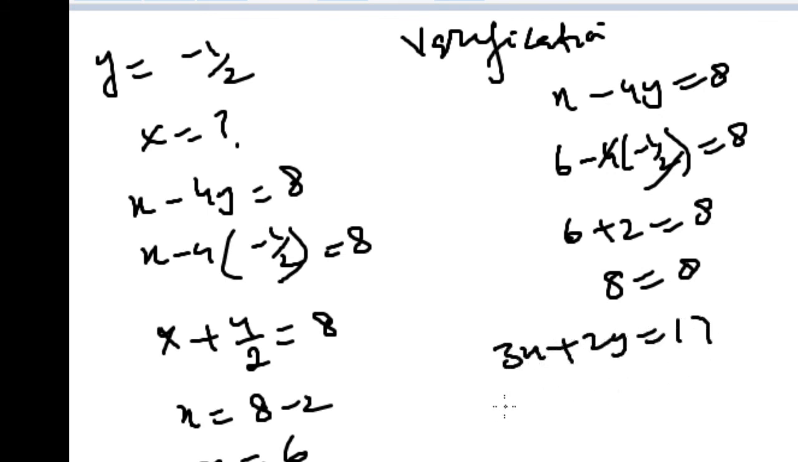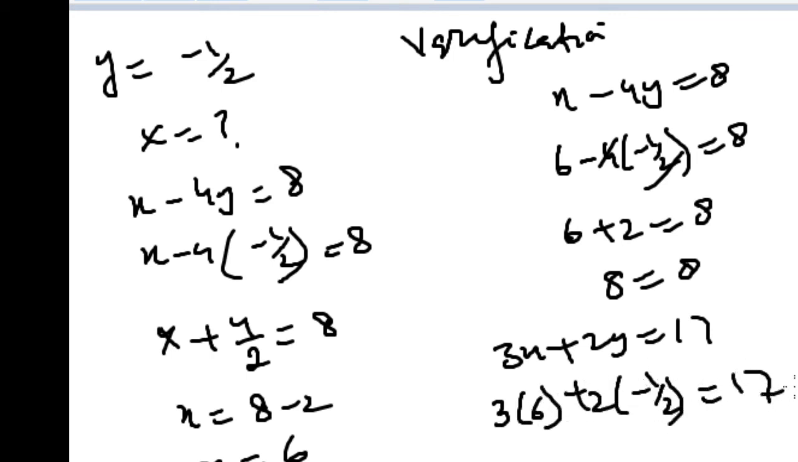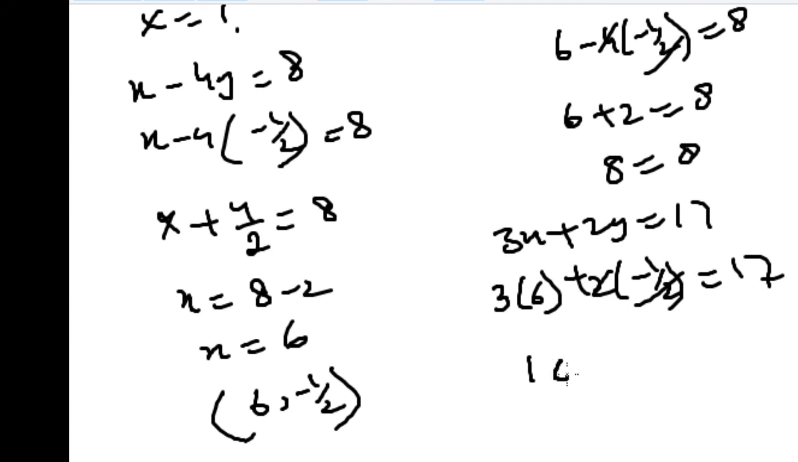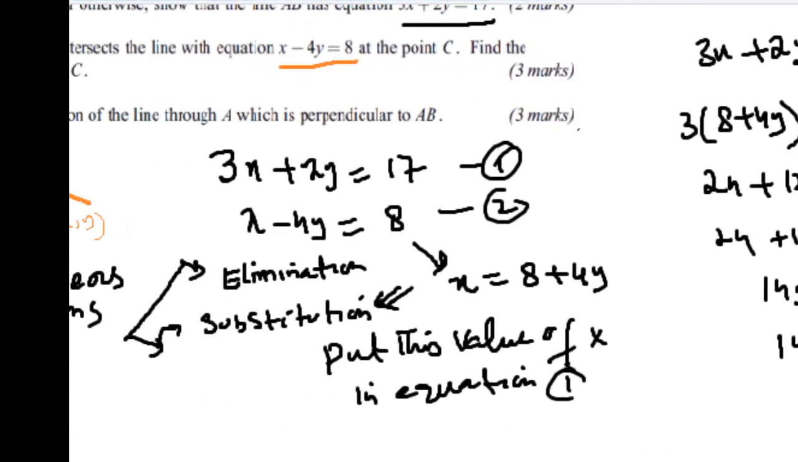What is the value of x? It's 6, plus 2 into minus 1 over 2. This should be giving us 17. So see here, 3 sixes are 18, and here minus 1 is coming. So see, on both sides we got 17 is equal to 17. So it means the point we got is correct.